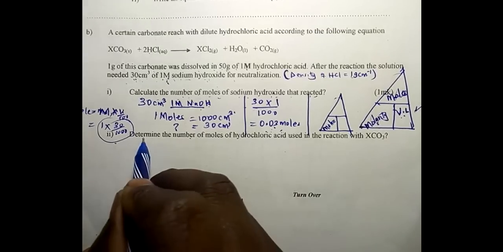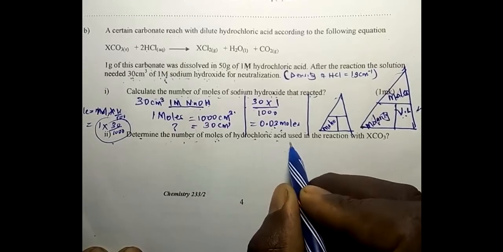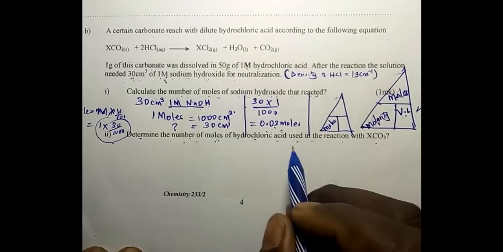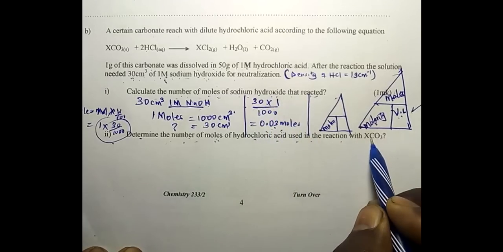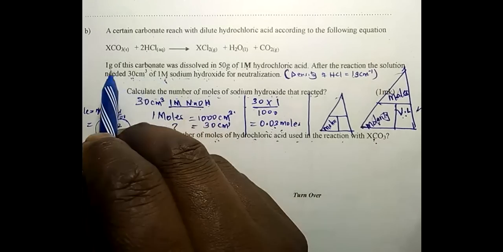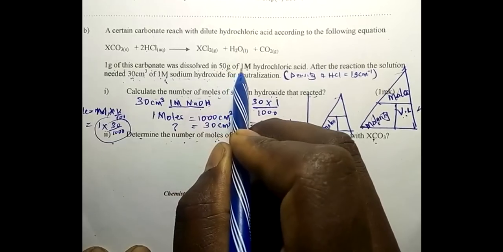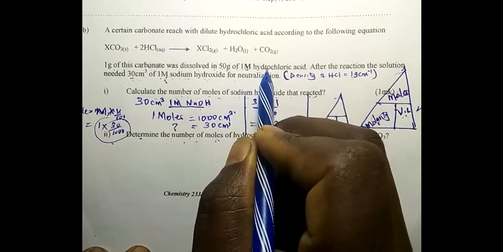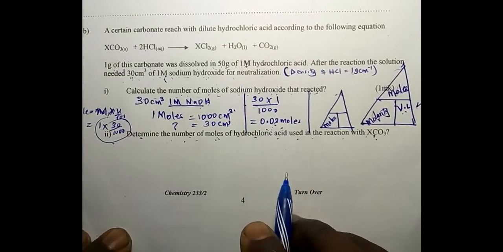Part 2, determine the number of moles of hydrochloric acid used in the reaction with the carbonate. Remember, the number of moles that reacted with the carbonate, we don't know that, but we can get that. First, we were given that 1 gram of the carbonate was dissolved in 50 grams of 1 molar hydrochloric acid. So first, let us find the total volume of the hydrochloric acid that was used, where the X carbonate was pressed to react.